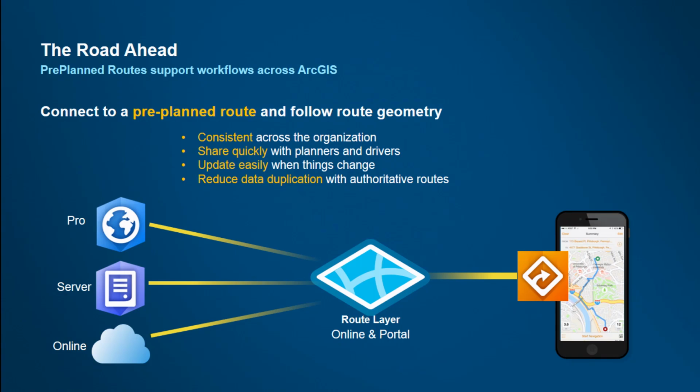So hopefully you can imagine how this would be useful for an organization doing that planning and optimization in the back office, and then actually needing to get the real route, not having it recalculated on the device to produce a different geometry, but the same geometry, working consistently, being able to update those routes more quickly, and reduce duplication, making sure that the same routes are in both places.